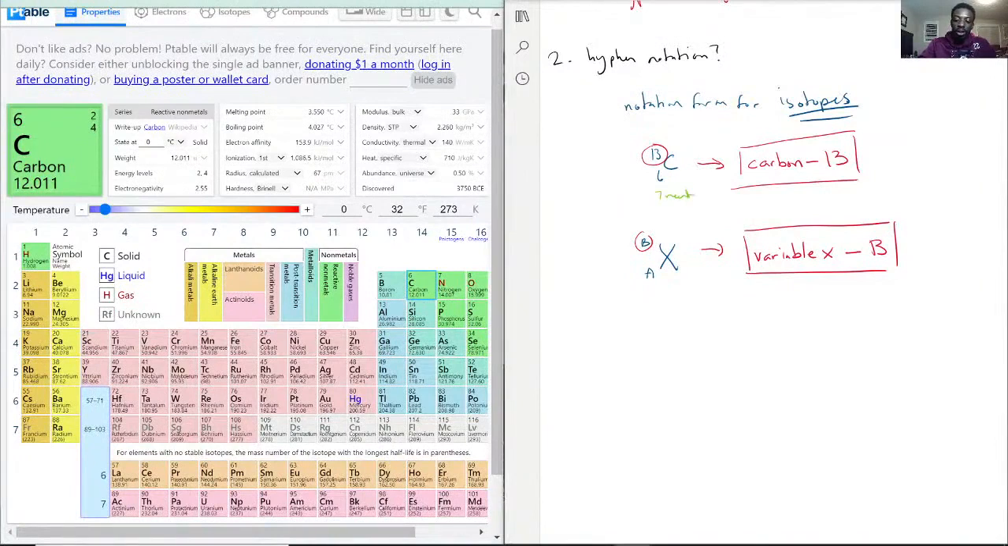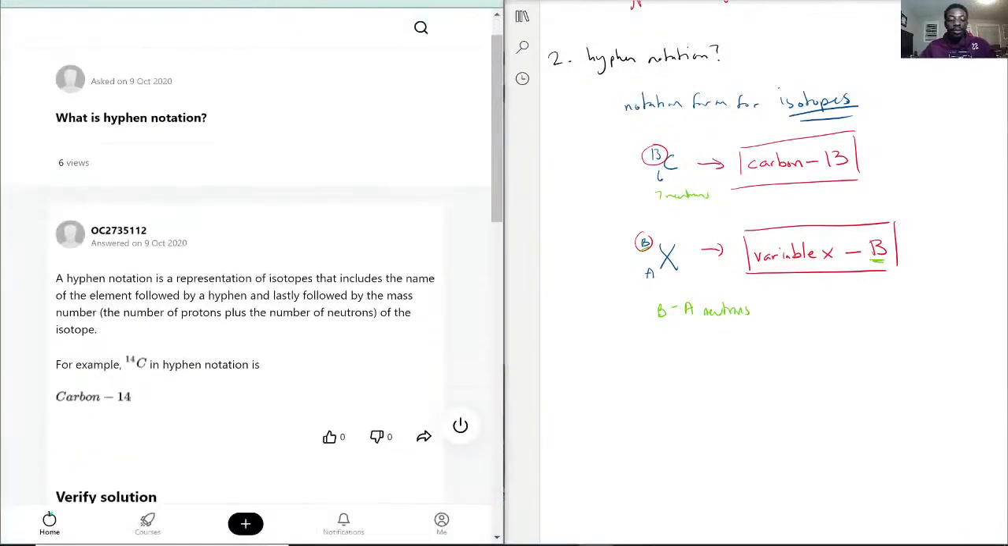neutrons. This is just extra information to really get familiar with what these isotopes mean, because isotopes are typically the same element, but with a different amount of neutrons in them, if that makes sense. And exactly, this one will be B minus A neutrons, just like how we did up there. So overall, we have B being the atomic mass of that isotope, which is just protons plus neutrons, and that is how you would do the hyphen notation.